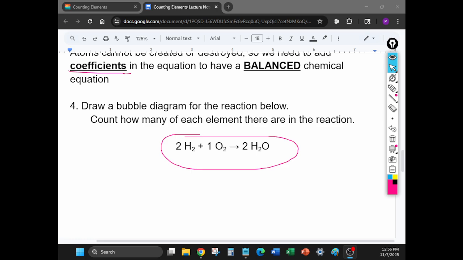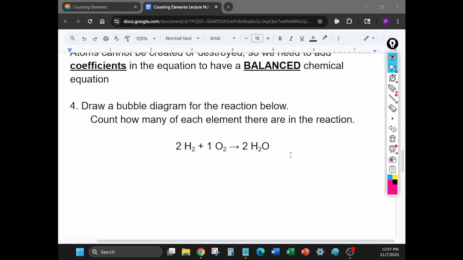In math, a coefficient is the number that goes in front of a variable, right? If you have something like 2x, the 2 is the coefficient. In chemistry, it's very similar. The coefficient is the number that's in front of the chemical in an equation. So the coefficient here is 2, here is 1, and here is 2. What we do to fix these equations is add these coefficients. Again, I'm not going to teach you how to add them; we're going to learn that next time. For now, we're just learning how to identify the coefficients, all right?